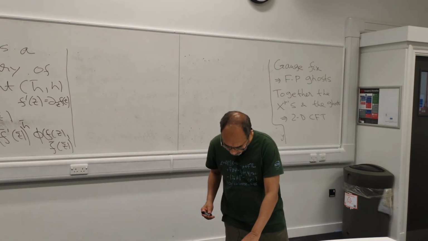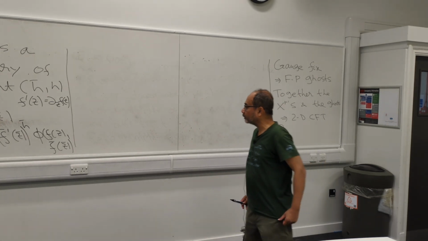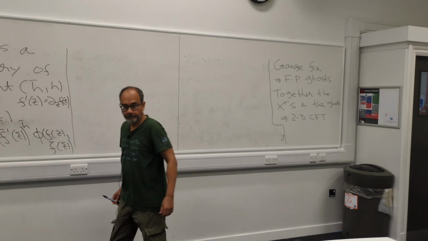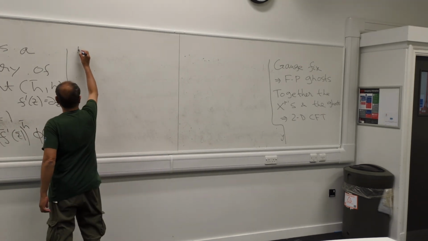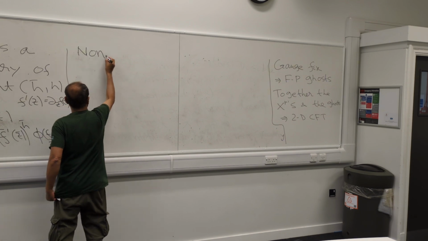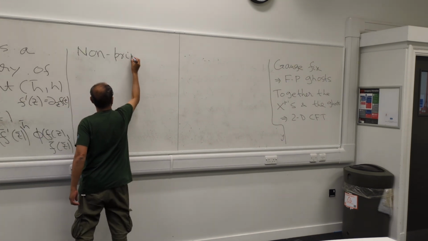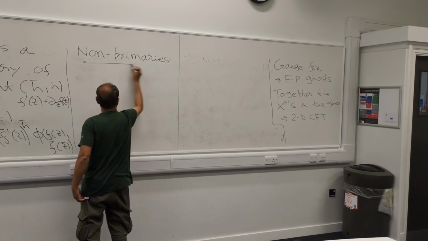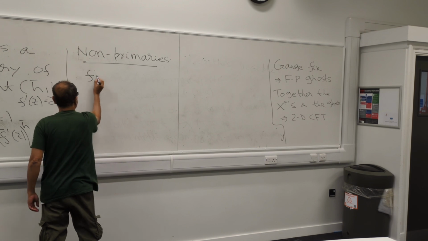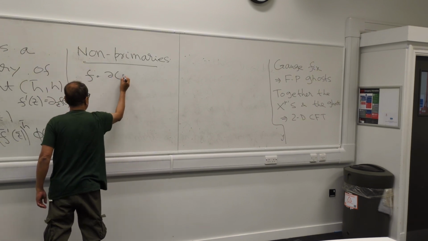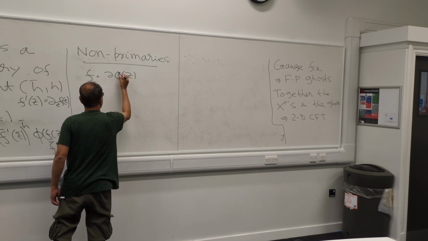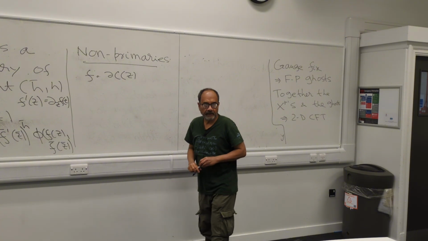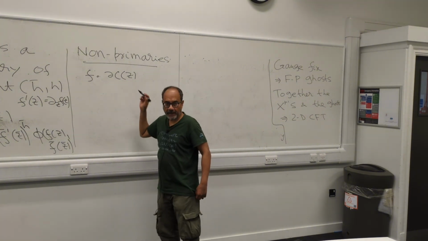But this definition also works for non-primaries, right? It's not restricted to primaries, except that for non-primaries, the transformation is not so simple. So non-primaries, let me just work out an example. Take f of del c of z. This is a derivative. c of z is a primary of dimension 0, minus 1. But the derivative of c is not a primary, right?